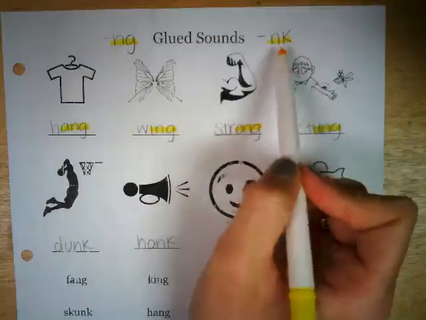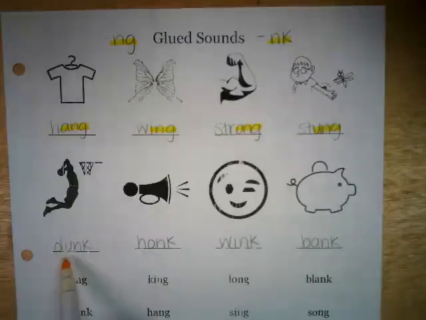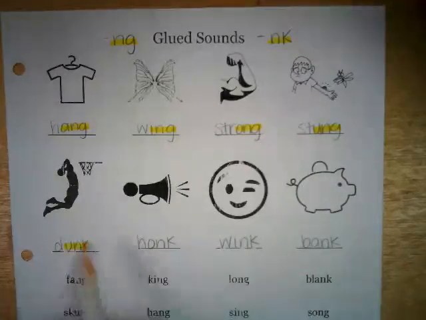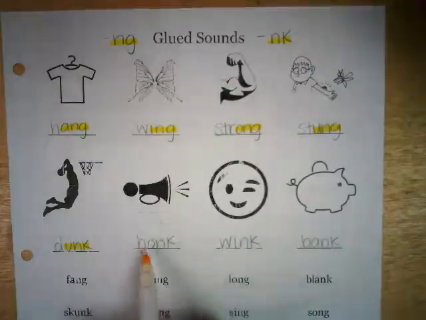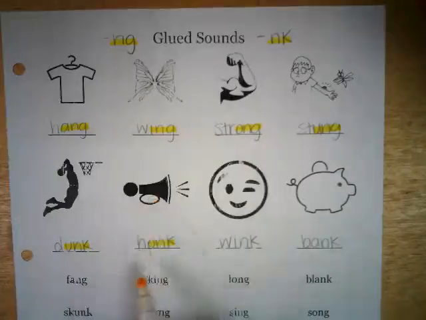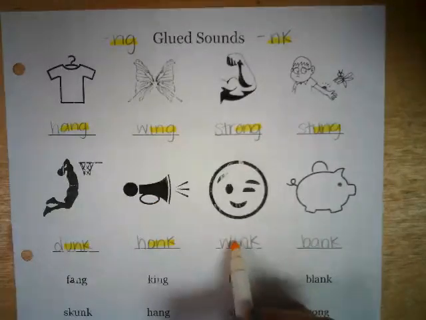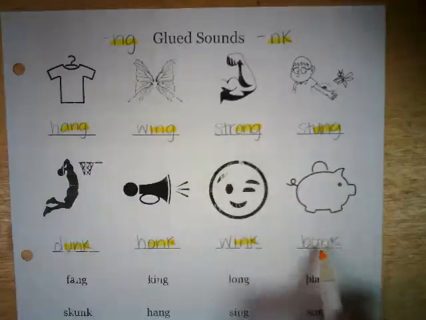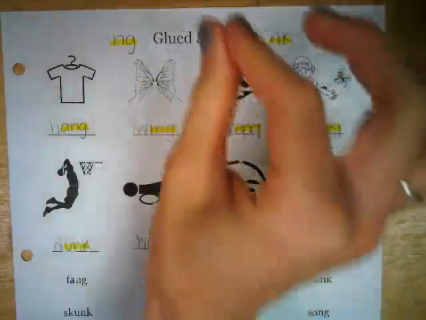And then we'll move on to our NK glued sounds. So we have UNK like dunk. Then ONK like honk. Then INK like wink. So it goes ink. And then ANK, ank, like in bank. Again, if we're tapping these like bank, it's going to go b-ank.